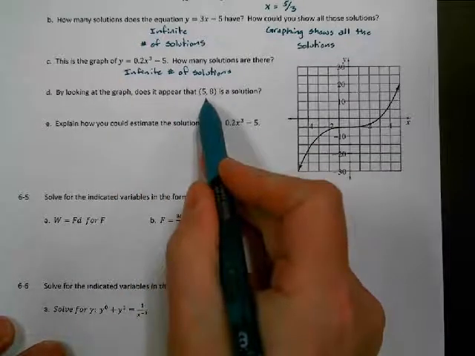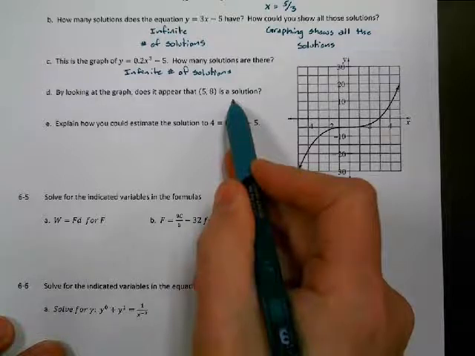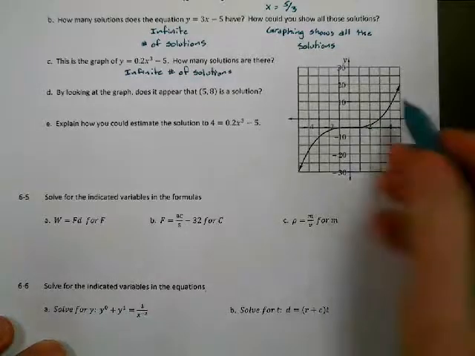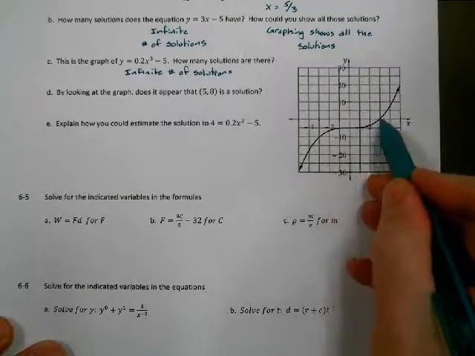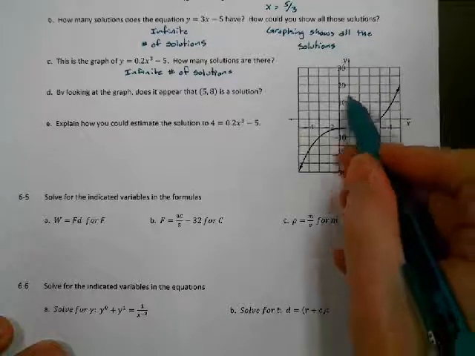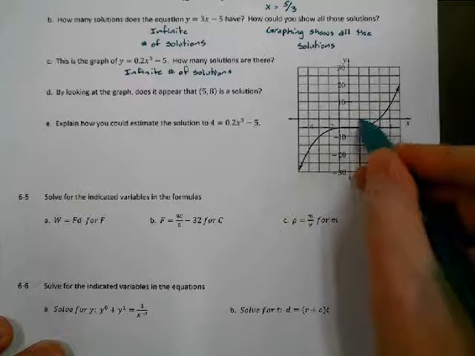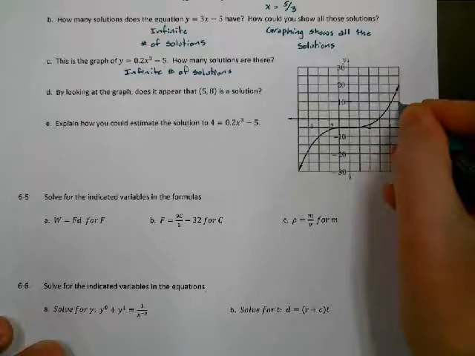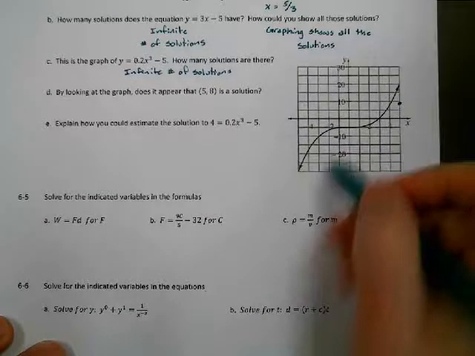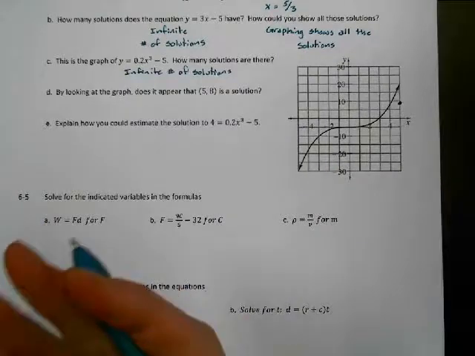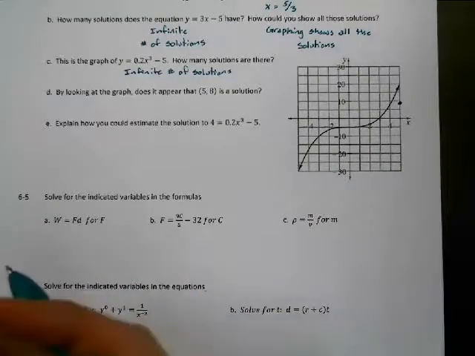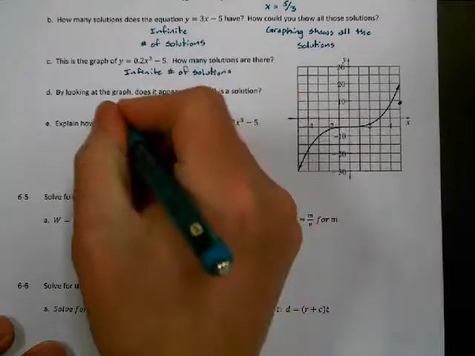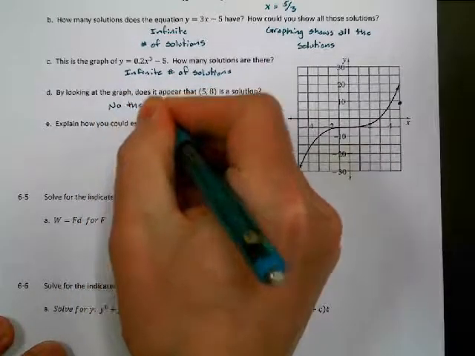Well, if 5, 8 is a solution, then this graph would go through 5, 8. And let's see, it looks like it's going by 2's in this direction and going by 5's in this direction. So 5, 8, this would be 1, 2, 3, 4, 5, and then 8. 5, 8 would be about right there. Is that on the graph? No, it's not on the graph, so therefore it's not a solution for the equation because the graph represents all the possible solutions. So we can say, no, the point is not on the graph.